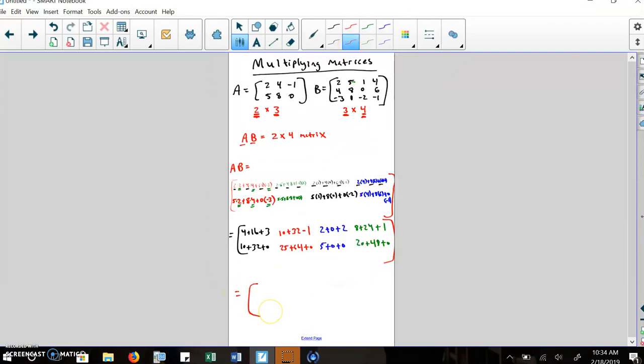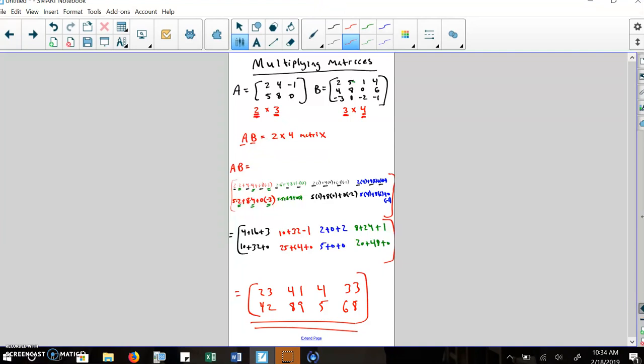And last but not least, we just need to add these together. So we're doing our final little bit of math. That's 20 plus 3, so we've got 23. This would be 42 minus 1 is 41. 2 plus 0 plus 2 is 4. 8 plus 24 plus 1 is 33. 10 plus 32 plus 0 is 42. 25 plus 64 plus 0 is 89. 5 plus 0 plus 0 is 5. And 20 plus 48 is 68. So there would be my final product matrix when I am done.